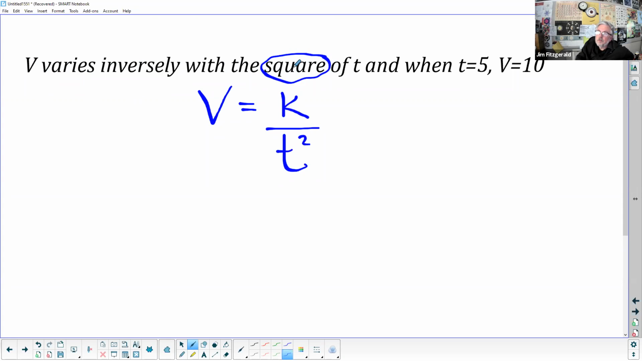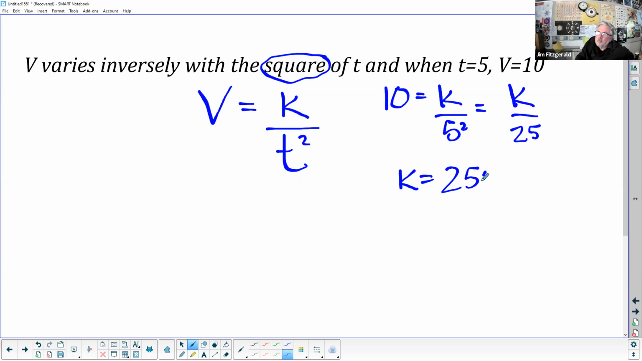Okay, so it varies inversely with the square of t. And so we're going to figure out what k is, and so we'll put these values in. 10 is equal to k over 5 squared, which is k over 25. Multiply both sides by 25, I get that k is 250. So my equation is v is equal to 250 over t squared.